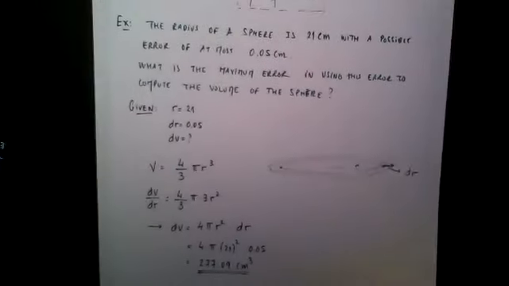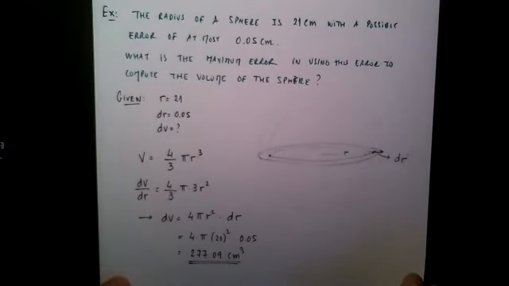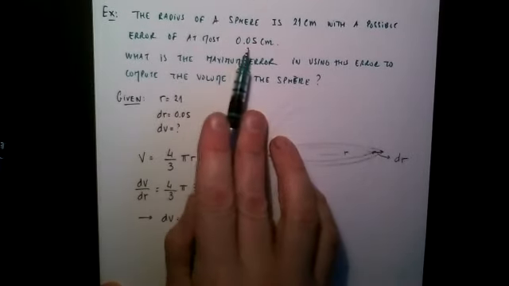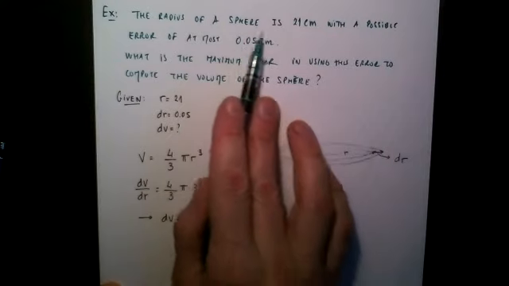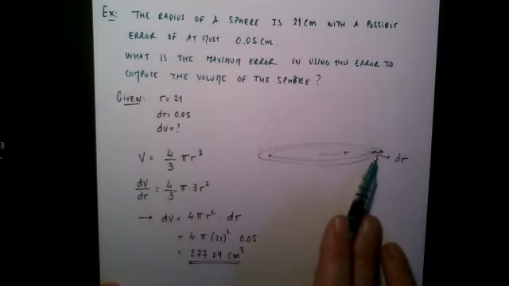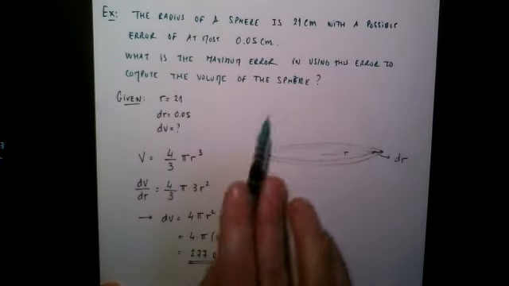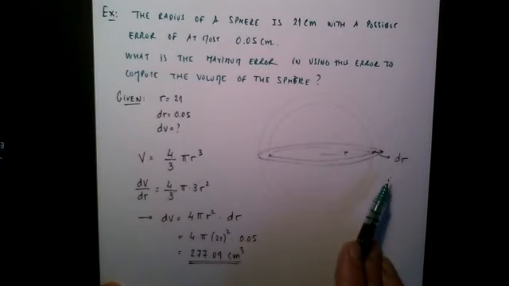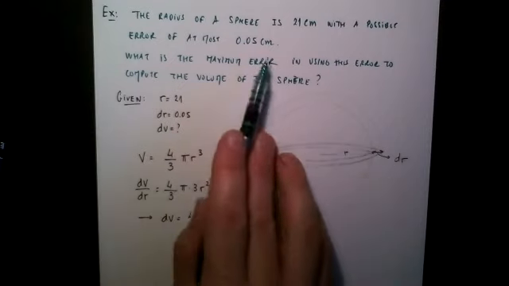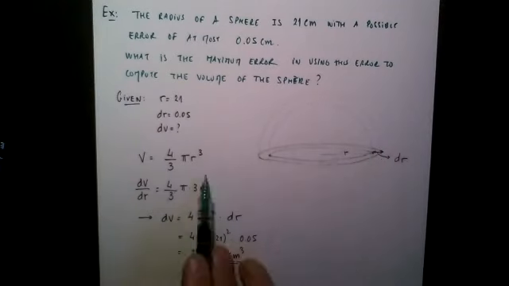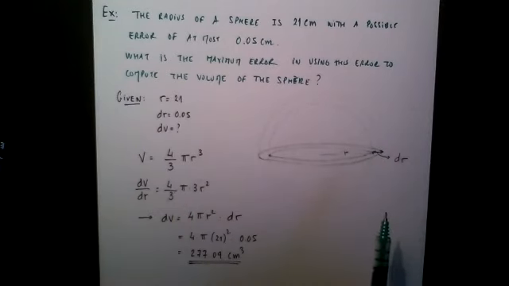Sir, can you just explain why we have to take the derivative to find the maximum error? Because they're telling you here that this is, at most, the maximum error in the radius. So that will cause a maximum error in the volume. Do you understand that? Yeah. And so for this error in radius, what is the change in volume? Basically, that's what they're asking.